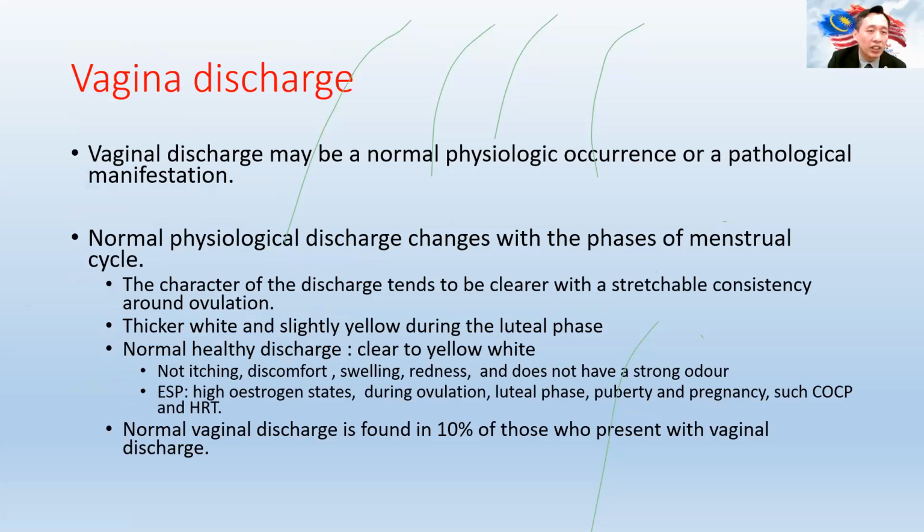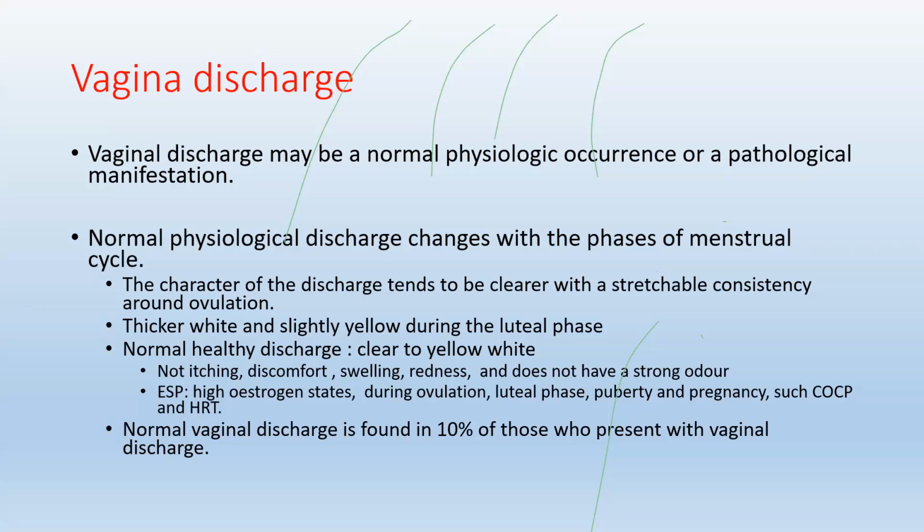Vaginal discharge may be a normal physiological occurrence or a pathological manifestation. Normal physiological discharge changes with phases of the menstrual cycle. The character of the discharge tends to be clear and stretchable during ovulation. It becomes thicker, white, and slightly yellow during the luteal phase. Normal healthy discharge is clear to yellow-white. All right, it is not itchy, no discomfort, no swelling, no redness, no sign of inflammation. It does not have a strong odor.